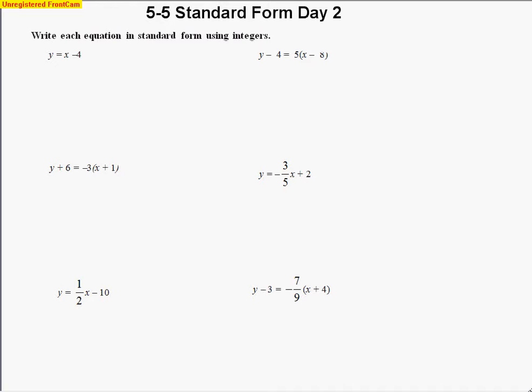This is the lesson from Chapter 5, Section 5, titled Standard Form Day 2. So we're going to take a look at what standard form is. And standard form could really be anything, whatever standard somebody wants to give something. But what we typically think of as standard form is this: ax plus by equals c.